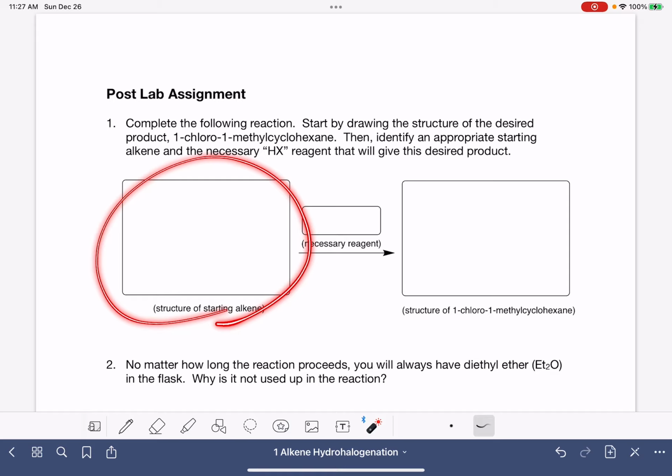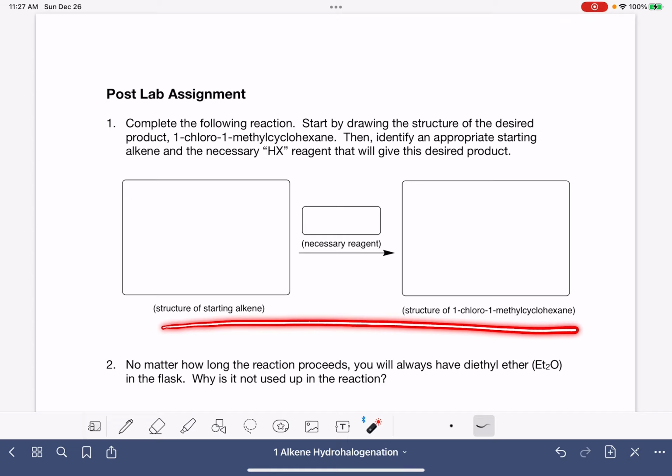And then you're going to come up with the structure of an alkene. If you're struggling with this particular question, I want you to think back to last quarter when you learned about the addition reactions of alkenes. Look back in your notes, look back in your book. You will find this reaction that should help you.